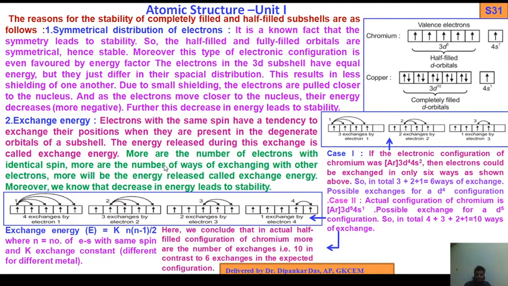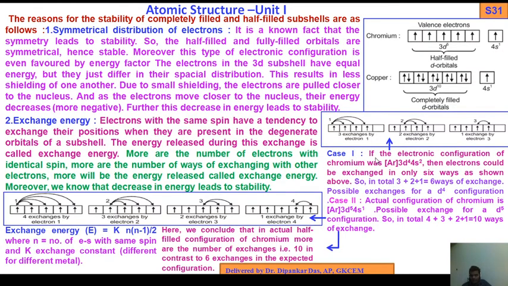The more the number of electrons with identical spin, the more the number of ways of exchanging with each other, and more energy will be released, called exchange energy. Moreover, we know that a decrease in energy leads to stability. So higher energy release means decrease in energy, which leads to stability. That is the main idea of exchange energy.